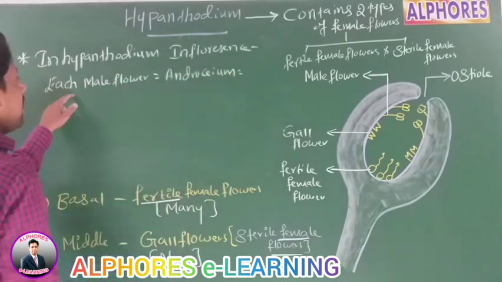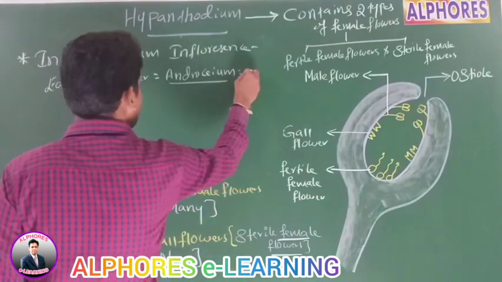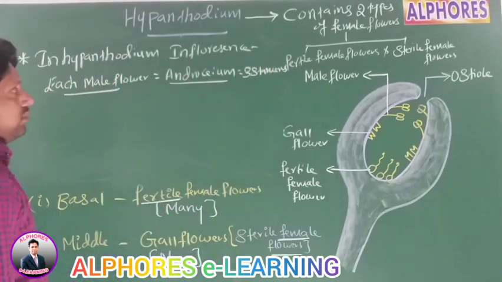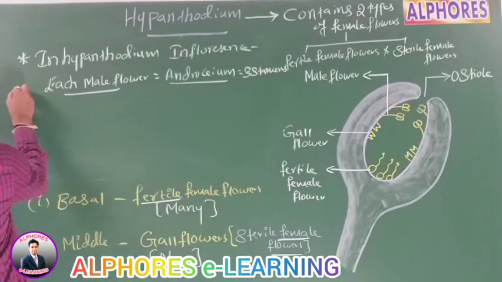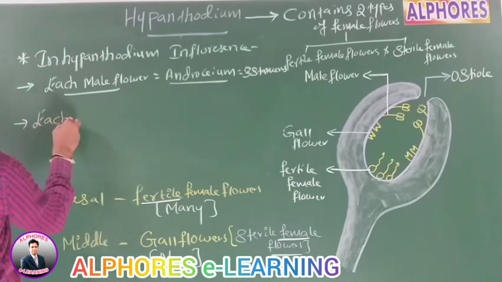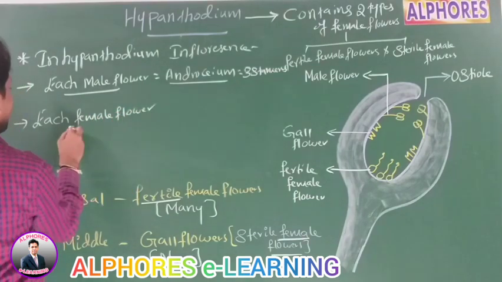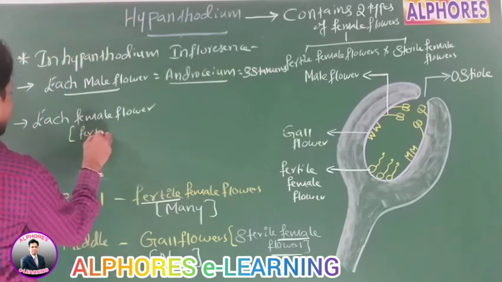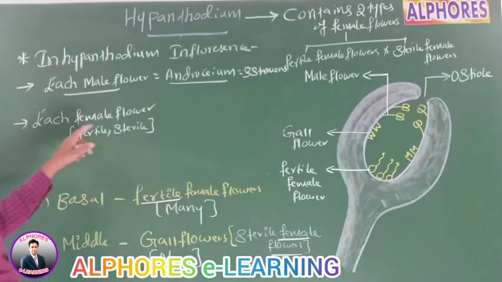Therefore, androecium of each male flower contains three stamens. Is this statement okay? Androecium of each male flower contains how many stamens? Three stamens. Whereas each female flower. Female flowers are of two types, no? In Hypanthodium inflorescence, you can take either a fertile female flower or a sterile female flower. You can take any one of these.